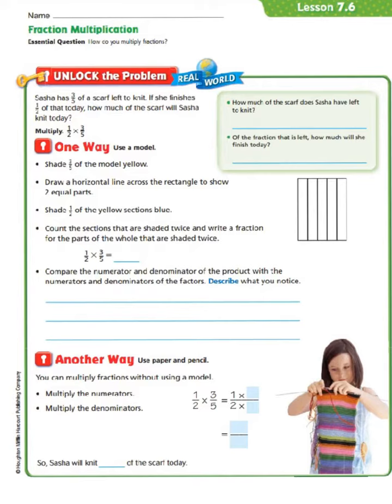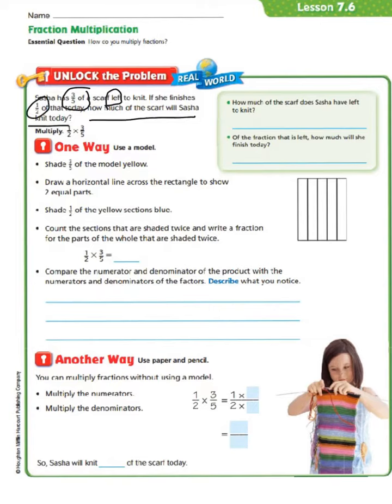Well, we know the first thing that we need to do when it comes to word problems is we need to underline the question that we need to answer. And the question within this word problem is, how much of the scarf will Sasha knit today? All right, we also have to pull out our key information or our key numbers. So it says Sasha has 3/5 of a scarf left. That's how much she has left. If she finishes 1/2 of that today, how much of the scarf will she have?